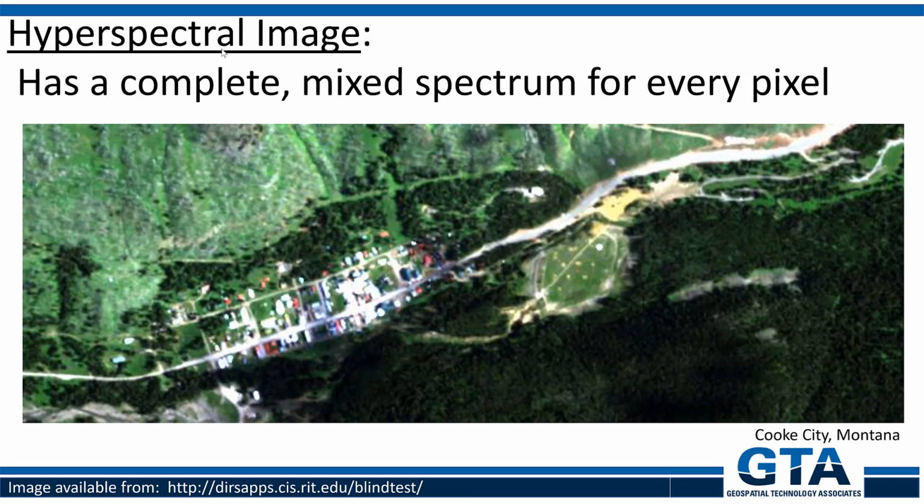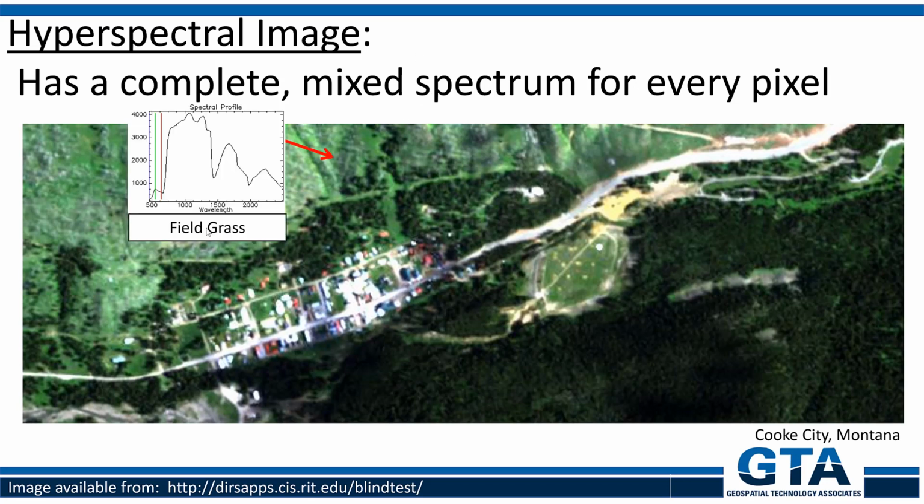And when we come to hyperspectral images, we say we've collected hundreds, typically, of bands, enough to do spectroscopy. So this is a hyperspectral image. You can download it from the website shown below. And just to look at a couple of different spectra from this image. So here is a spectrum from field grass. And you can see there is a peak here.